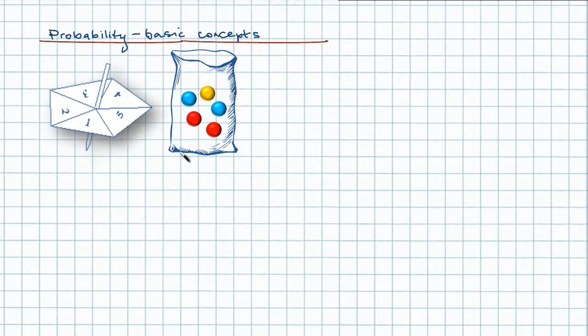And here we've got a bag. Again, this is a random selection of these marbles, so it's equally likely that we're going to pick a yellow, or this blue, or this blue, or this red, or this red. So we're dealing with fives here. Now, what's the basic concept of probability? What's the basic idea that we use?